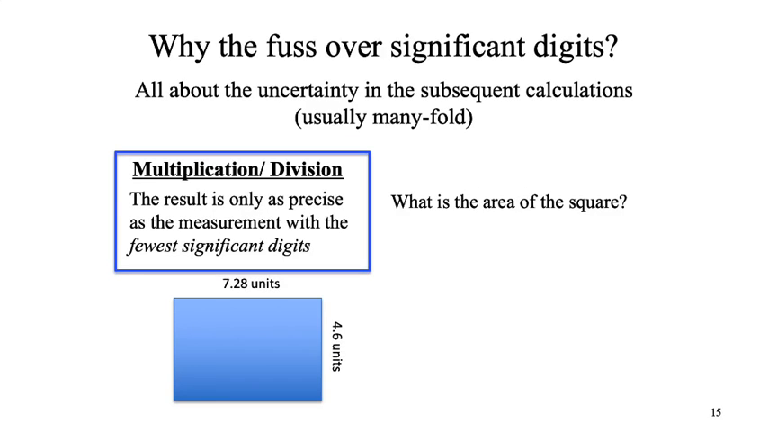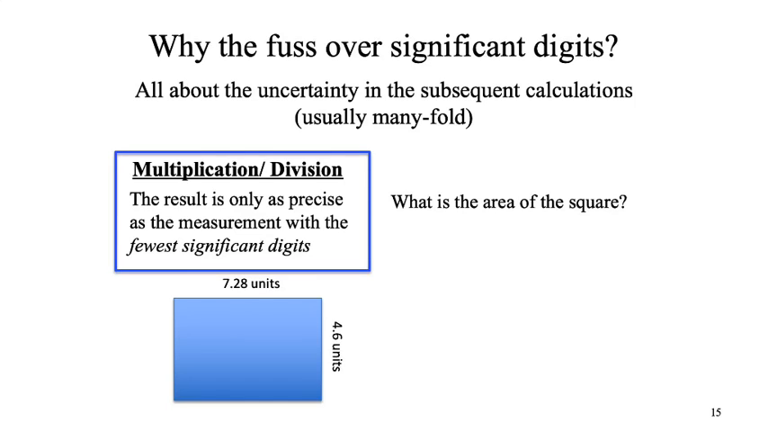Are there other mathematical operators? Multiplication, division. The result is only as precise as the measurement with the fewest significant digits. Is this the same rule? No, the rule has changed. Why does the rule need to change? The type of operator being run has changed. How does that affect us?